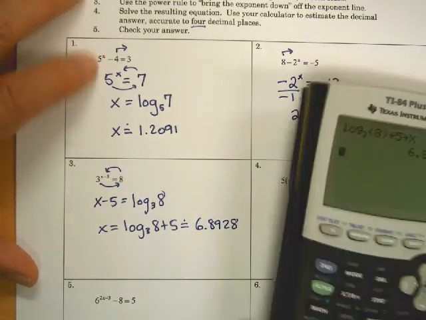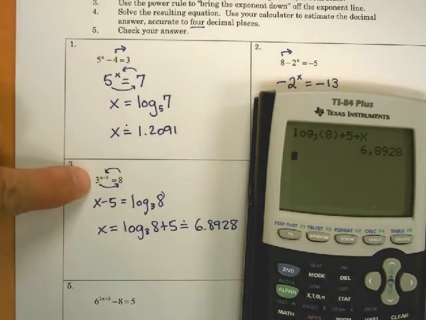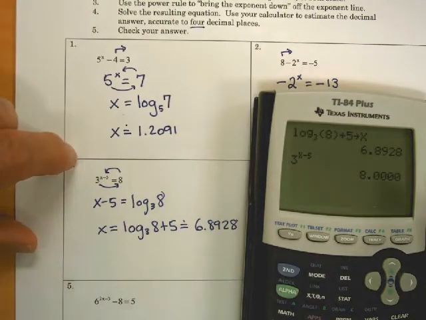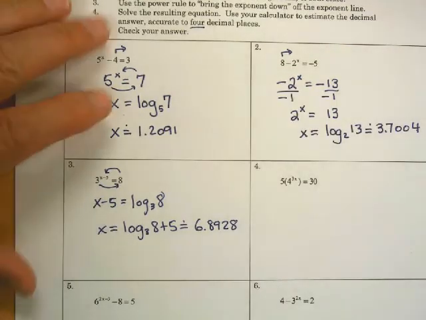Since it's already stored, I'm ready to type this left-hand side here. Hopefully it equals 8. And it did. If this is off by 10,000ths or something like that, don't worry too much about it being slightly off.